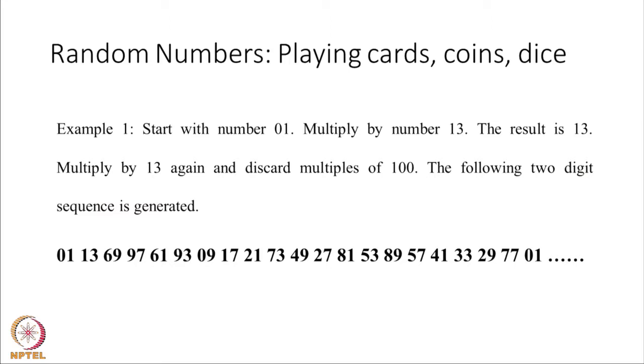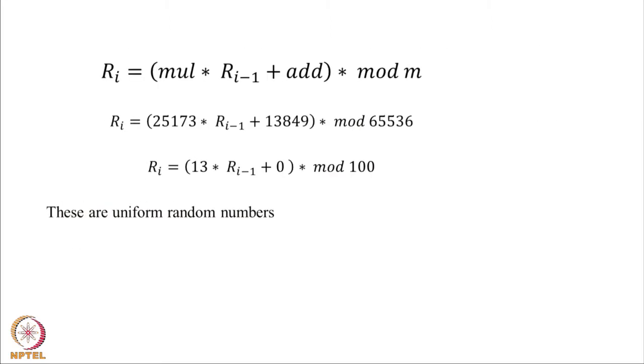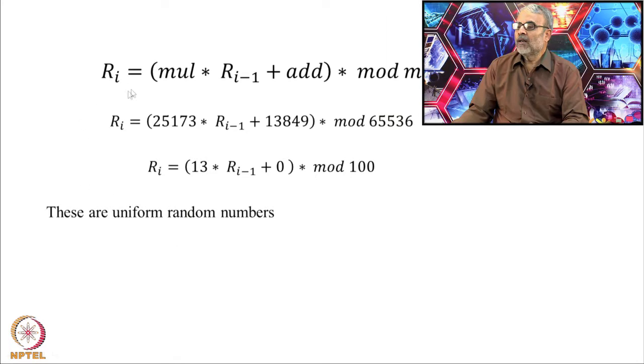This is a very elementary algorithm. The next slide shows a more compact algorithm. What this algorithm says is, a random number Ri is obtained from the old random number, Ri-1, multiplied by some number, in our case 13. If you want, you can add or subtract something, then modulus m. Modulus m is the remainder function. In our earlier case, I used Ri = 13 times Ri-1 plus 0, I did not add anything, mod 100. This is a modulus function.